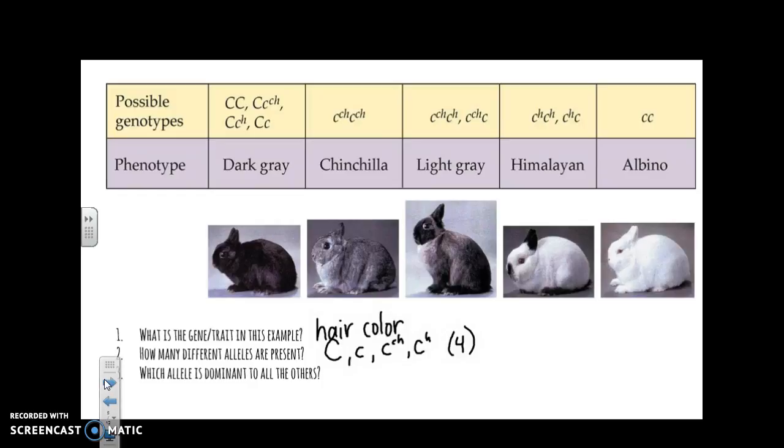Which allele is dominant to all the others? Okay, so if I look at all of the genotypes, which allele, when present, makes it a definite fur color? So this would be big C. The reason for that is because if you look up here at all of these genotypes, the big C is present. So what that means is that every time a big C is present, it's going to be producing a protein that makes the rabbit a dark gray color.